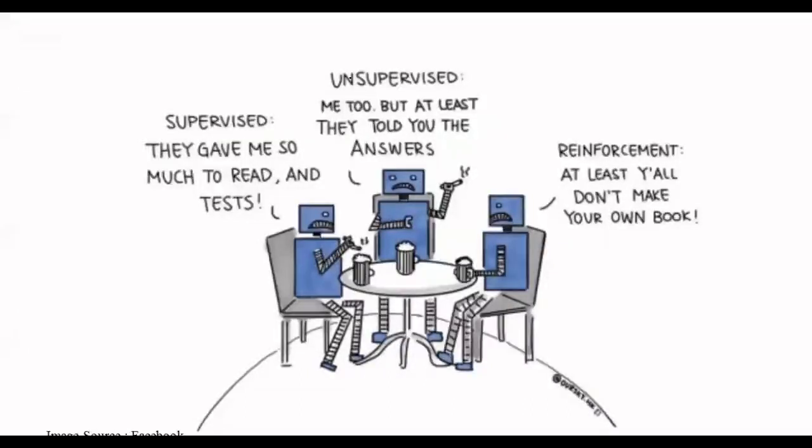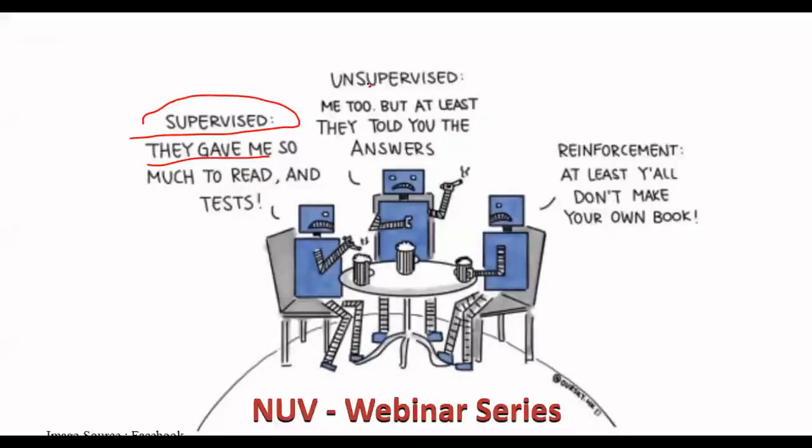So here 3 robots are discussing. In supervised learning, the robot is complaining that they give me so much to read and test. They are giving us so much data and so many things to read and test. Unsupervised learning answers, me too. I am also getting a lot of data, but at least they told you the answer to the question. Here I have to create my own answers, my own questions, and I have to solve my problem on my own. And reinforcement learning says that at least you all don't have to make your own book.